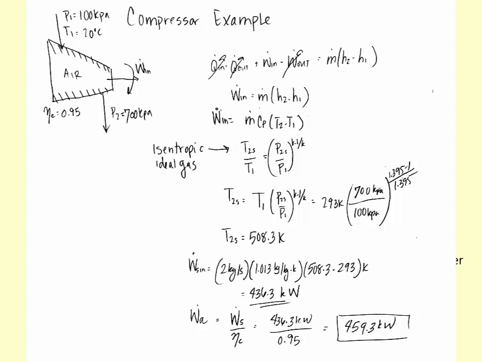But we have some additional relationships that help us relate temperature and pressure for the compression of an ideal gas in an isentropic way. So T2S over T1 is equal to P2 over P1 to the K minus 1 over K. So we use this to solve for T2S. T2S is equal to T1, which in this case is 20 degrees Celsius. We have to convert that to Kelvin, so that'd be 293 Kelvin, multiplied by P2 over P1, which is 700 kilopascals over 100 kilopascals, to the K minus 1 over K.